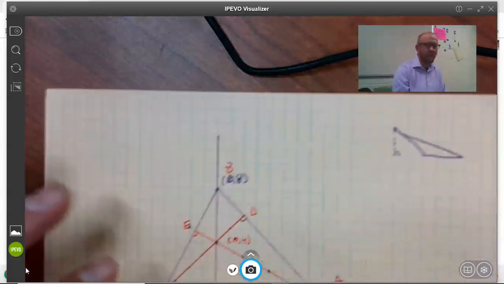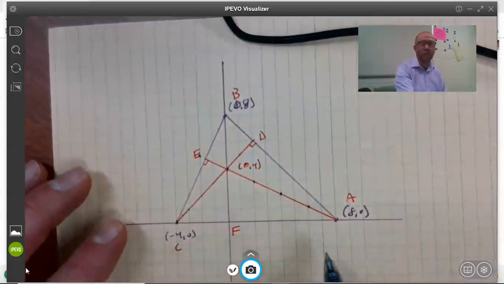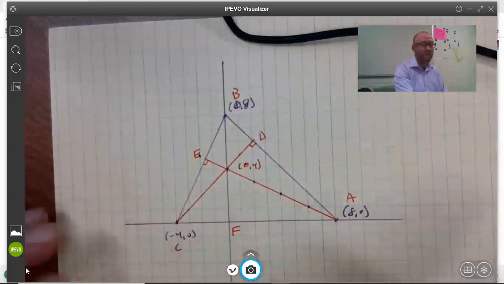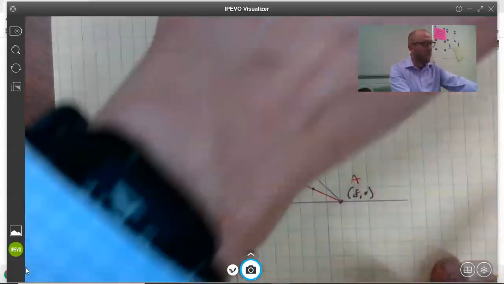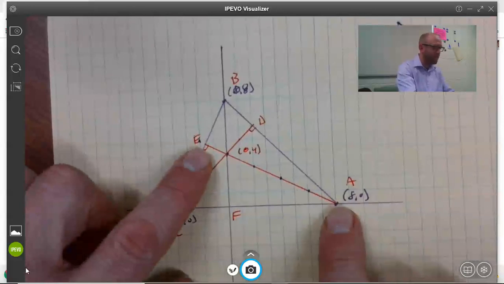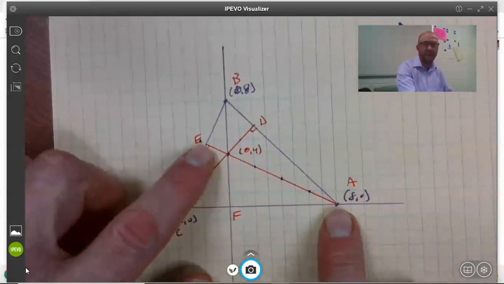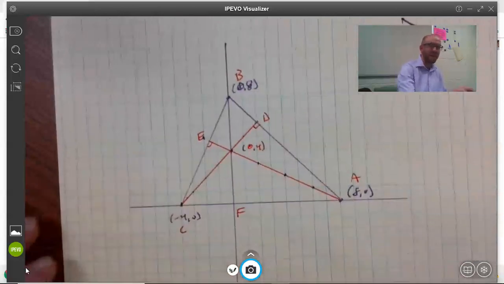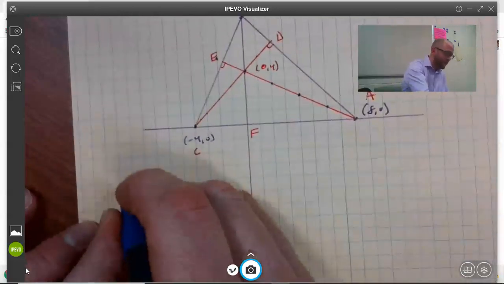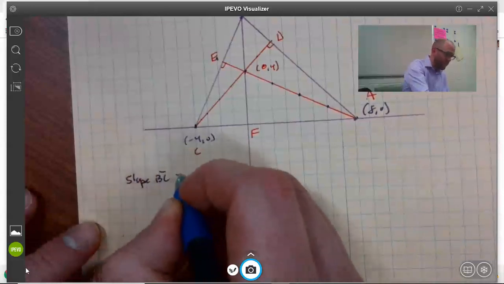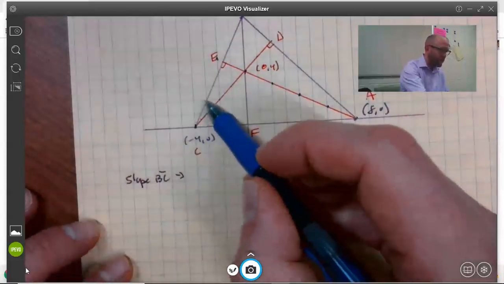All right. So our goal here is to write equations for these three lines, and then show that they all intersect at the same place. So let's start with AE. To find the equation for AE, first we have to know what the slope of BC is. So let's write this down. We have slope BC is, if we look here, 1 over 2.